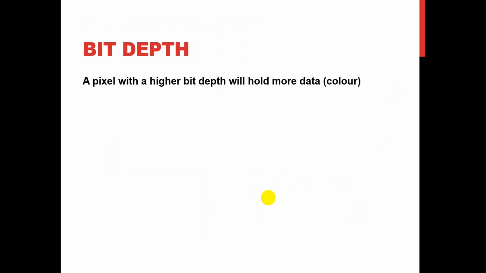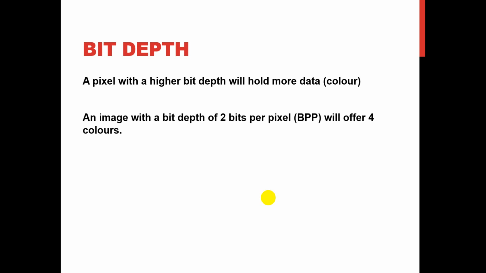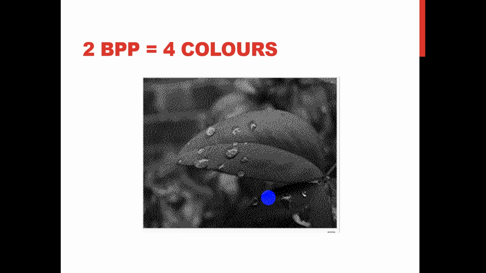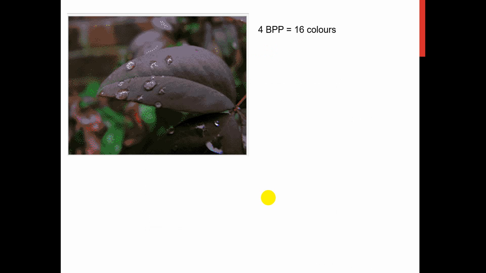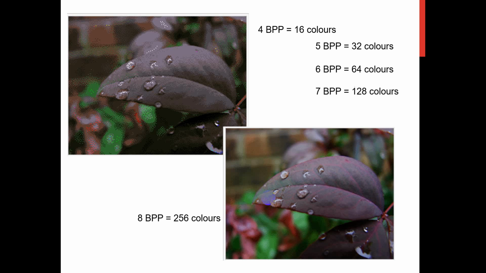A pixel with a higher bit depth will hold more data, so it has access to more colors. An image with a bit depth of 2 bits per pixel can offer you 4 colors. 3 bits per pixel can offer you 8 colors. You can see what's happening: 2, 4, 8, we're doubling each time. If each pixel can hold 4 bits of information, you've got 16 colors. 5 bits per pixel is 32 colors. 6 bits is 64, 7 bits is 128. We're doubling each time. 8 bits is 256.